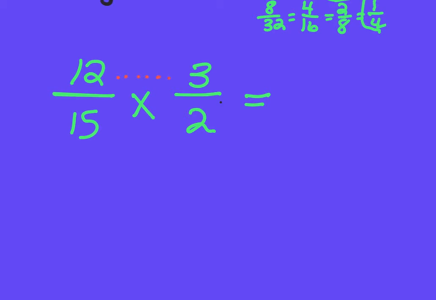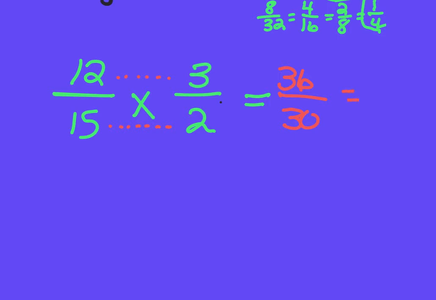12 times 3 is 36. 15 times 2 is 30. So one more time, 12 times 3 was 36. 15 times 2 is 30. Did you notice that I was multiplying a fraction times an improper fraction? That is okay. Just remember, if you multiply by an improper fraction, you're most likely going to get an improper answer.